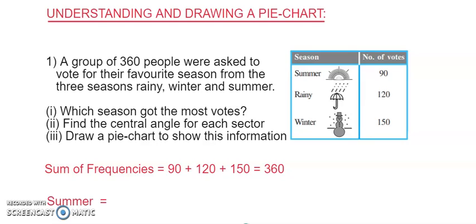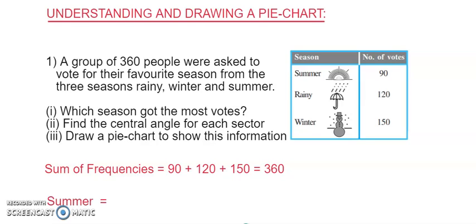Hello everyone, in continuation with the previous video of understanding and drawing a pie chart, we're going to look into a few more questions. So what was the first step? Yes, the first step of drawing the pie chart was to find the total sum of frequencies. After that, finding the angle for each. Correct? So we are going to do that.